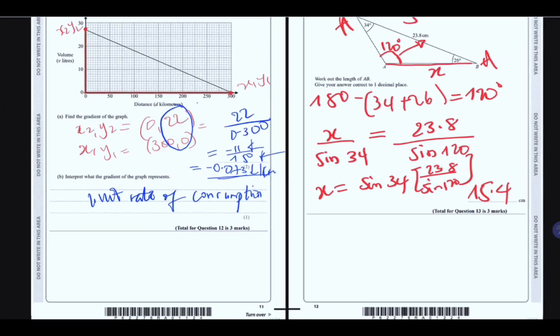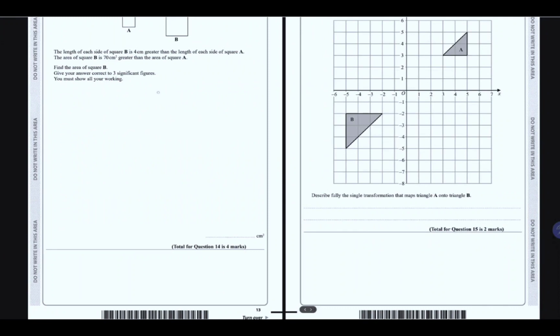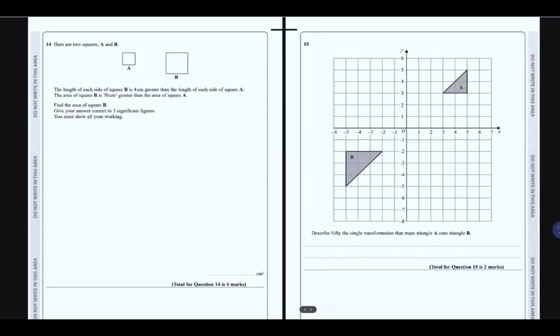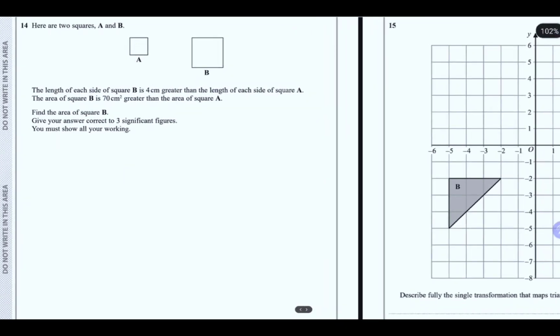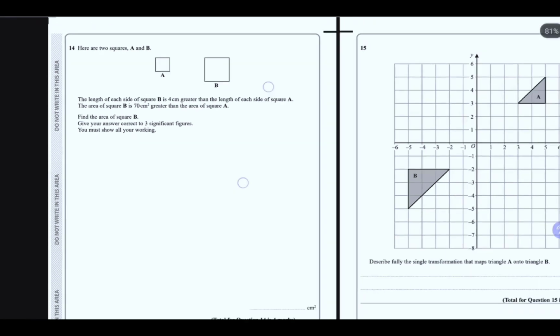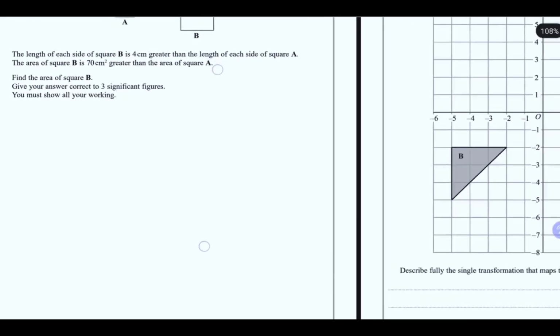Okay, next question. Here are 2 squares. The length of each side of square B is 4 centimeters greater than the length of each side of square A. The area of square B is 70 centimeters squared greater than the area of square A. Find the area of square B, give your answer correct to 3 significant figures, and you must show all your working. And this is 4 marks.